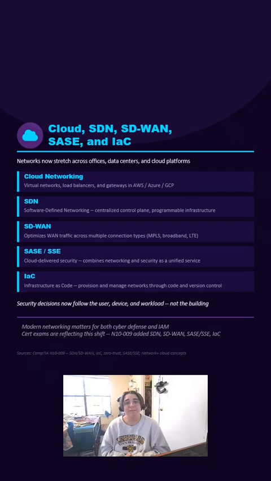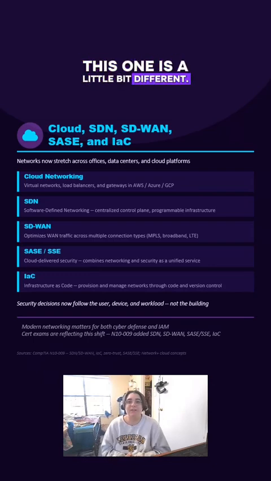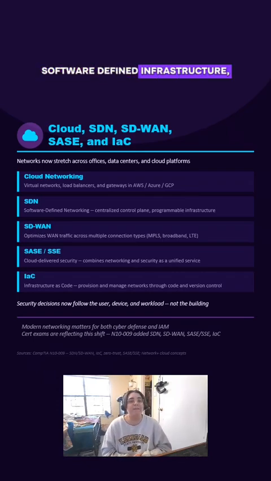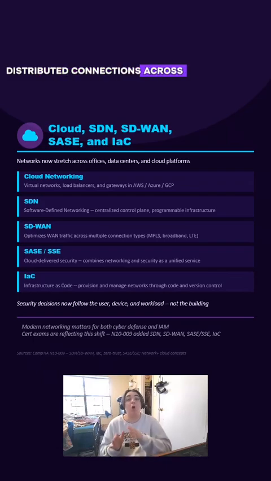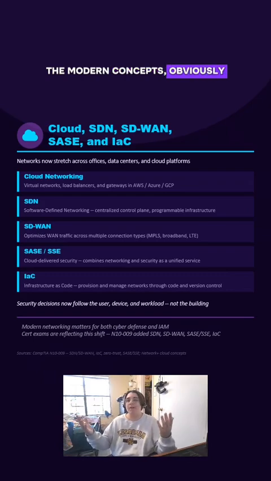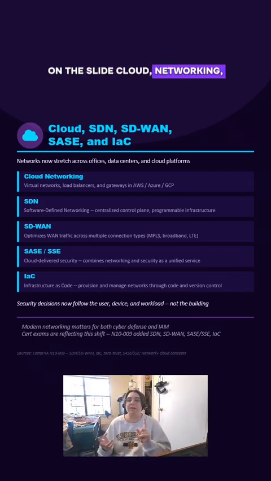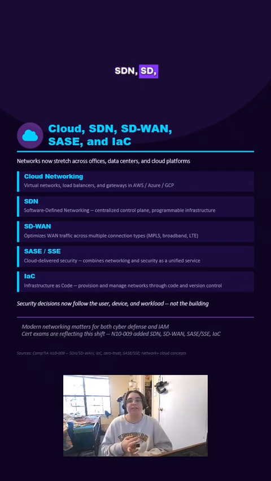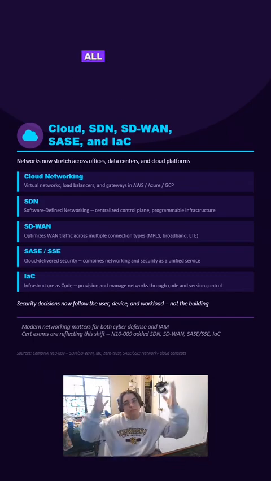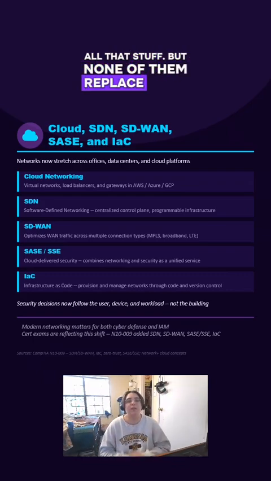So, what does the network look like when it is not super traditional, which we kind of talked about? This one is a little bit different. We're going to be talking about cloud platforms, software defined infrastructure, distributed connections across multiple sites. The modern concepts obviously are on the slide. Cloud networking, SDN, SD-WAN, SASE, and infrastructure as code, all that stuff. But none of them replace what we have covered, okay?